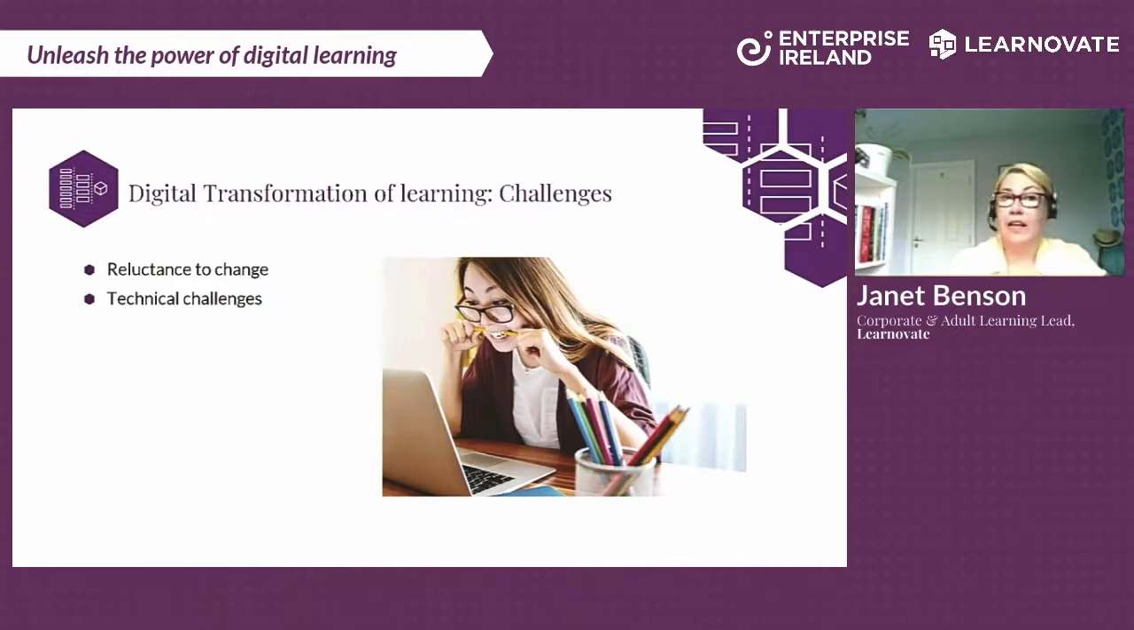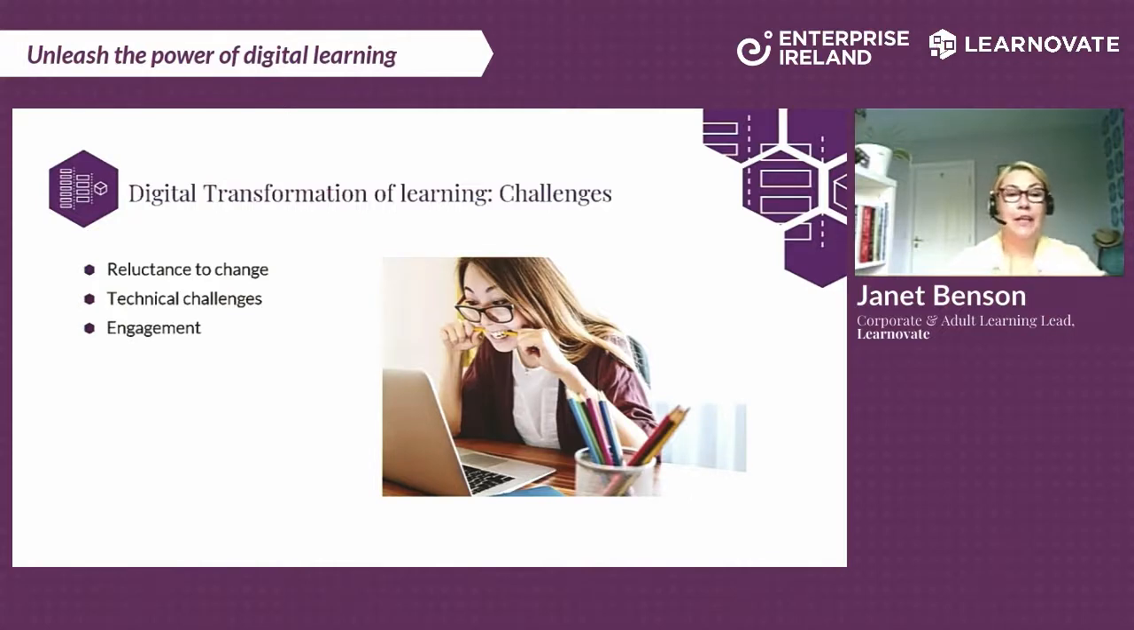And again, technical challenges. So we know that there are challenges with regard to people adopting technology, being able to use certain technologies, and also we have issues with broadband, Wi-Fi, and I can tell you that being in the west of Ireland, that definitely can be a technical challenge, so something to take into account when you're looking at moving your learning online. Engagement is a really big one with online learning.